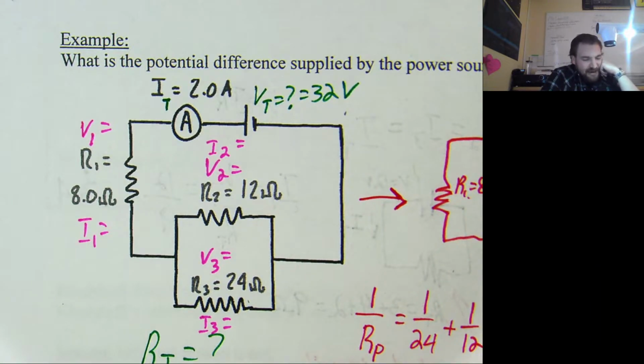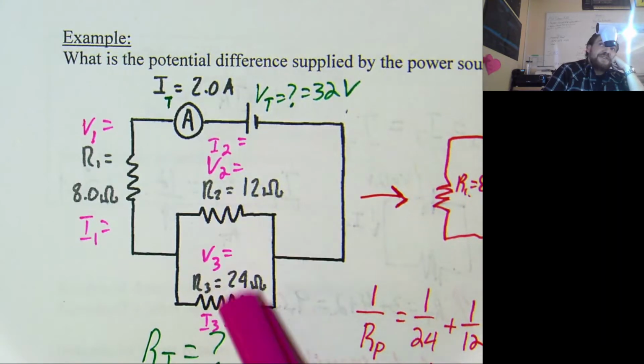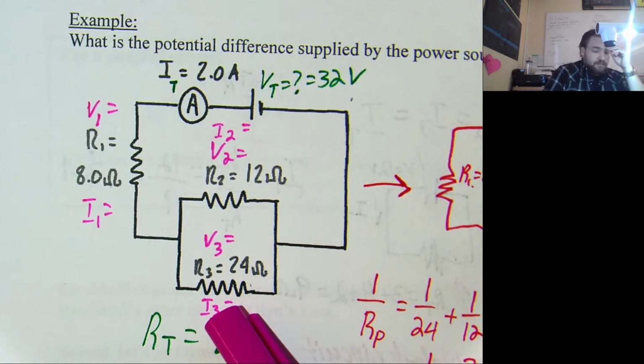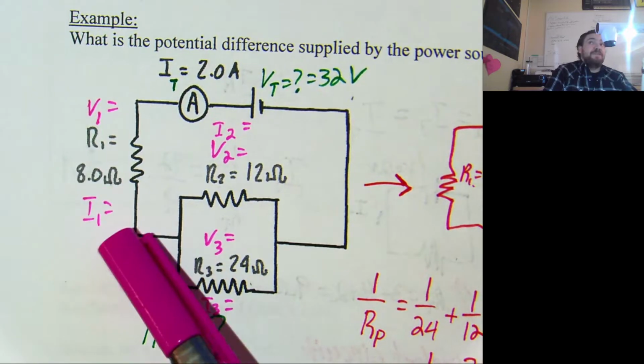Does anyone see anything that might be useful? Can you tell me about the current, Eric? Which ones are equal? I2 is the one through this branch here. I3 is the one through this branch here. Because these resistors are different, we don't know that those two are equal. But we do know that I2 and I3 cannot be equal to I1, because I1 is what splits to become I2 and I3.